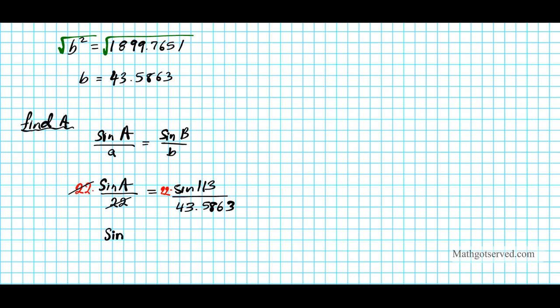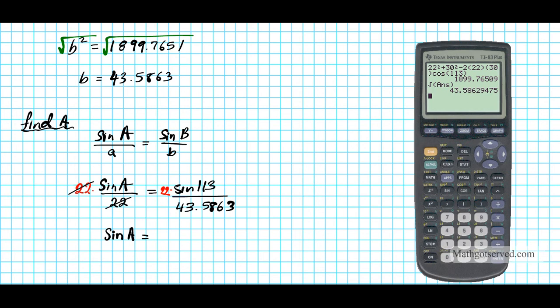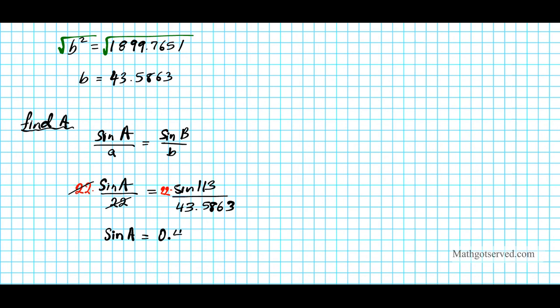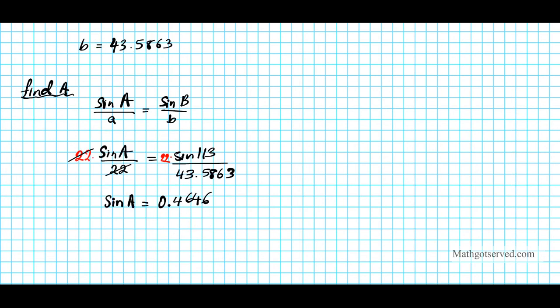Sine A equals, now we're going to plug in the right side into the calculator. So we will have parentheses 22 sine 113, close the sine argument and close the numerator, divided by our previous answer. I'll use second function negative to call up my previous answer for accuracy. Enter. We have 0.4646. So sine A equals 0.4646.